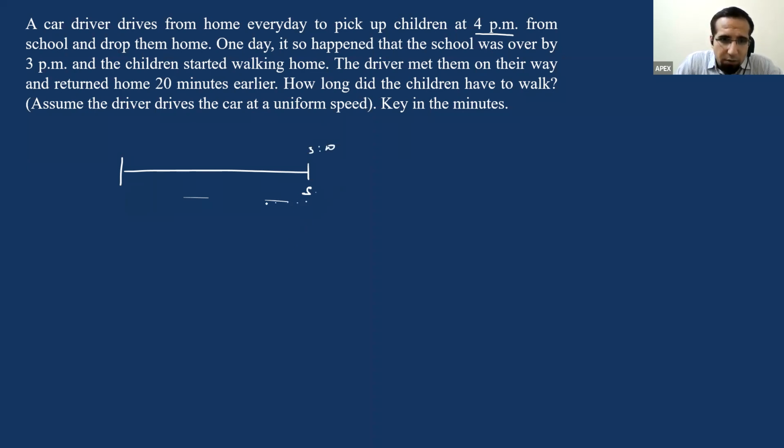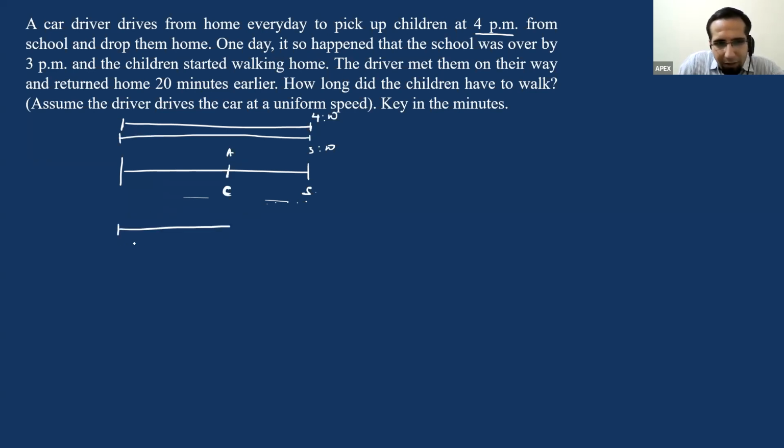Children started walking. Let's say the auto guy picked up the children somewhere here. Now, the auto driver did not know that the school got over early. So he returned home 20 minutes earlier. So the logic was quite simple, guys. Every day the auto driver used to reach here at 4 o'clock, pick them up and come back. Now that day what happened? The auto driver picked them up only here and then turned back and dropped them home.